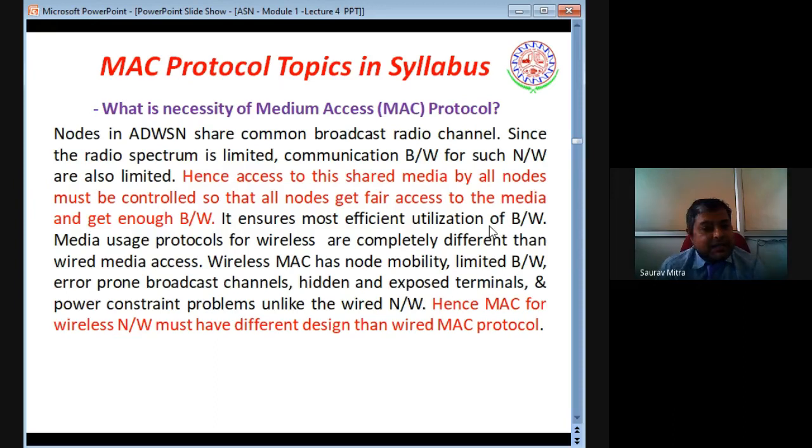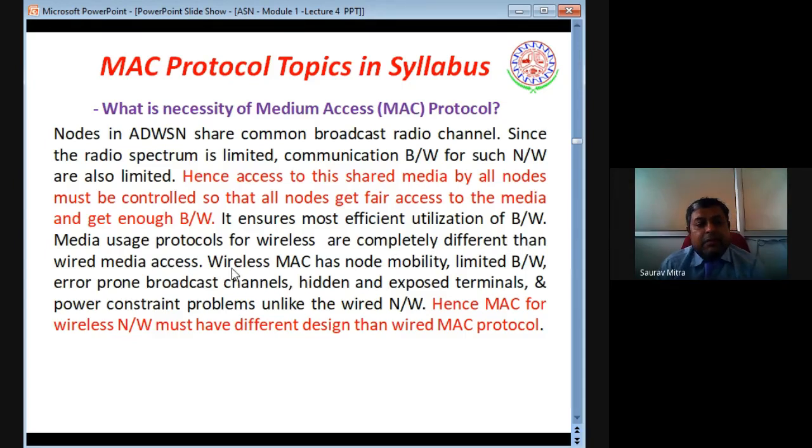Media usage protocols for wireless are completely different from wired media access. There are two kinds of networks. One is a wired network. Whatever electrical network we have at our home is a wired network. Bulbs, tubes, fans, everything is connected by means of wire. A wireless network is an ad hoc network or a cellular phone network. MAC mainly finds its better use when it is a wireless network.